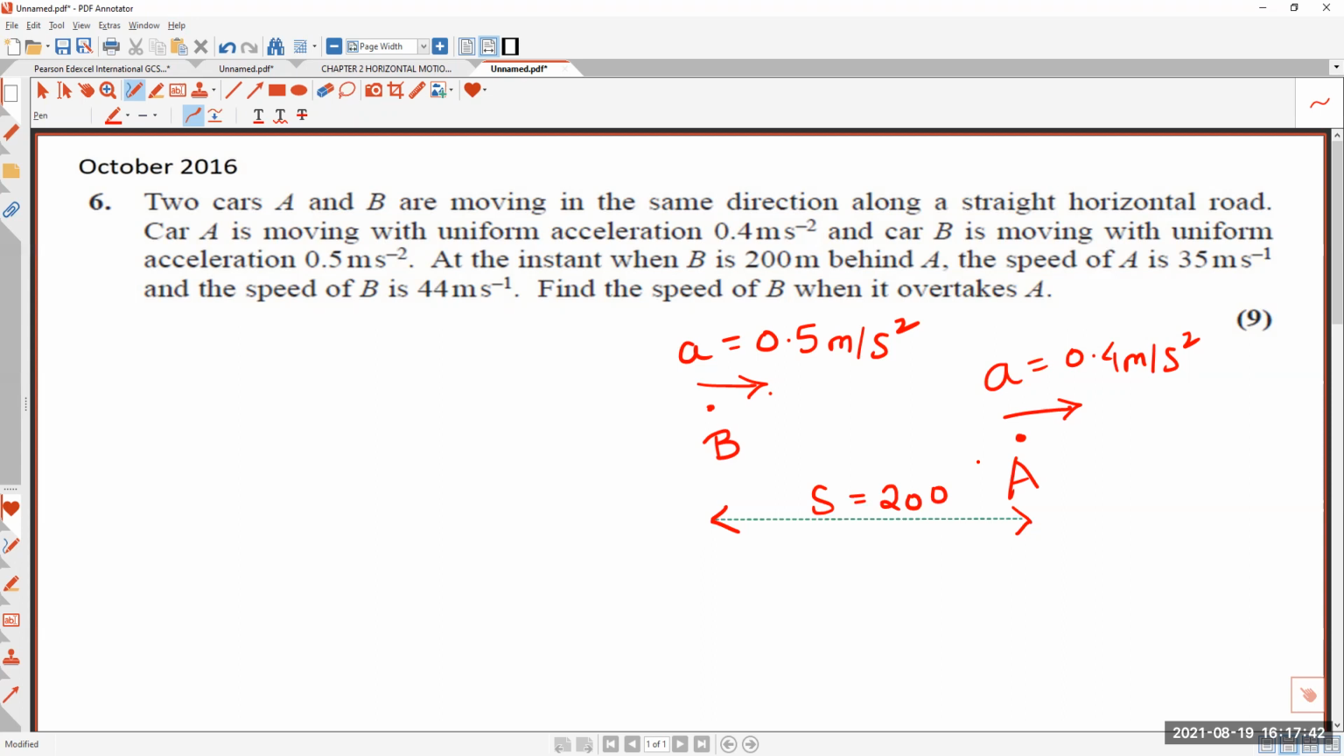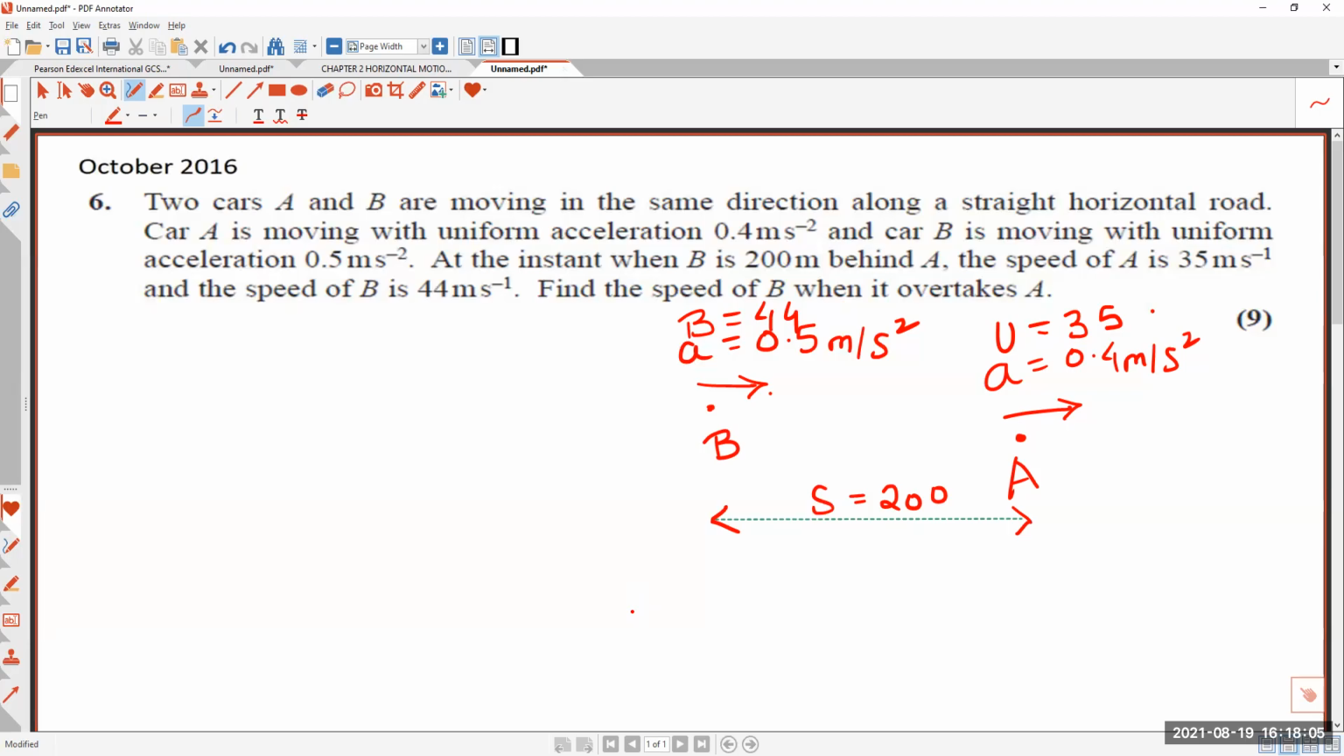Okay. The speed of A is 35 meter per second. So U is equal to 35. And the speed of B is 44 meter per second. Find the speed of B when it overtakes A.